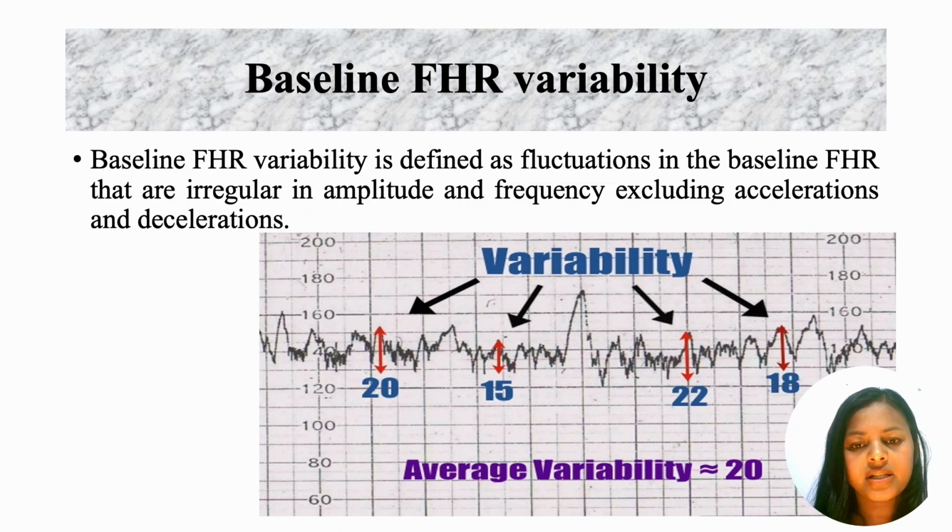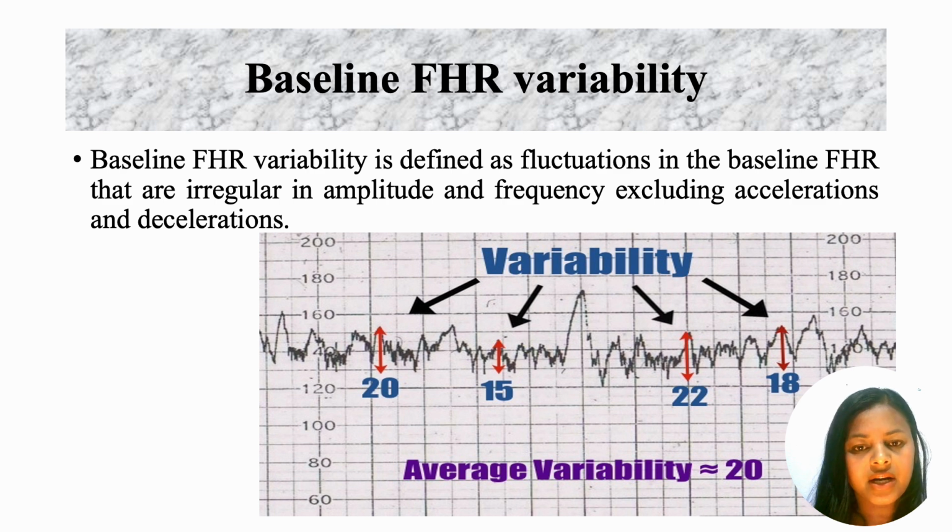Next component is baseline fetal heart rate variability. Variability is basically the variation in the heart rate. It is defined as fluctuation in the baseline fetal heart rate that is irregular in amplitude and frequency, excluding the acceleration and deceleration. Obviously, there should be variation to have a normal heart rate. If there is no variation, that is obviously abnormal. The average variability here is 20.